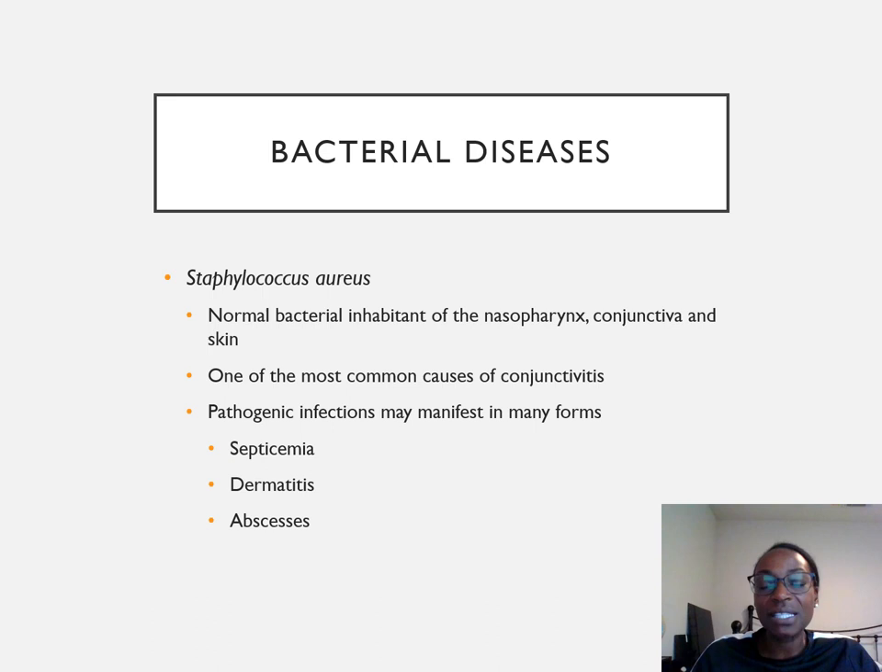In rabbits, though, this is going to be the most common reason for conjunctivitis. Now, if these infections become pathogenic, which means they can cause disease, what it will look like is septicemia. We can get dermatitis and even abscesses.